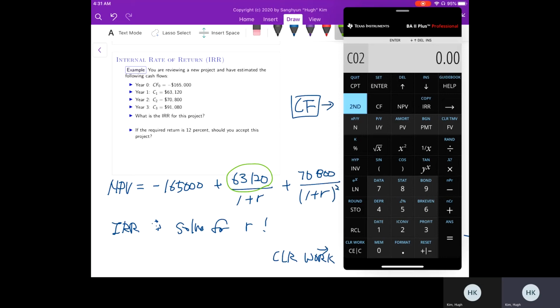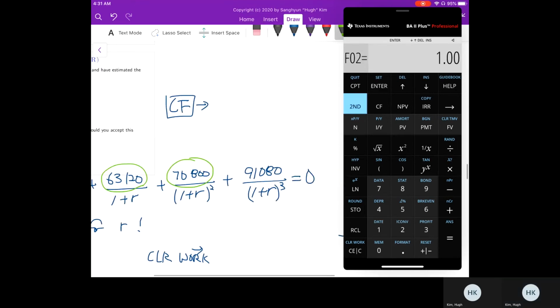So C2 is 70,800. Press enter. So that's this cash flow. The frequency of this cash flow is only once. Then we can move on to the next cash flow, C3. So we input 91,080 and press enter. Then we have inputted all the cash flows.